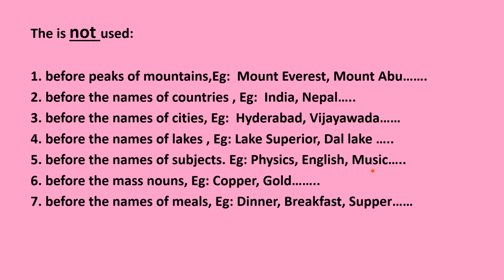You can say music is my hobby. Or if you want to specifically tell which music, for example, the Carnatic music is my hobby, there you can use the, but in general you cannot use the. Before the mass nouns like metal, say copper, gold, and all, we cannot use the. Before the names of meals like dinner, breakfast, supper, you cannot use the. Okay, so that is information about the usage of the.